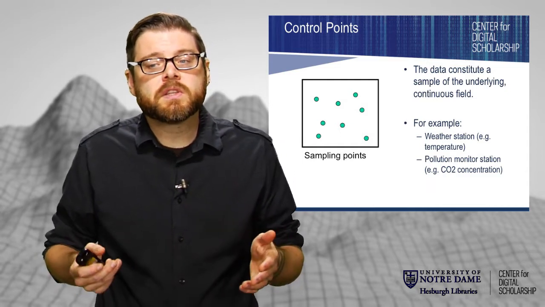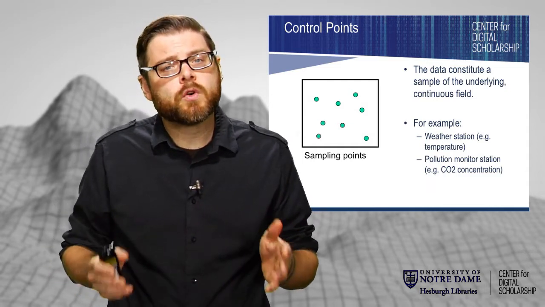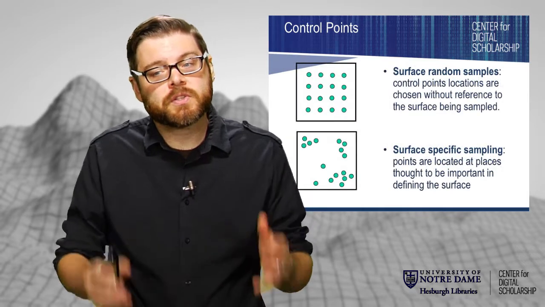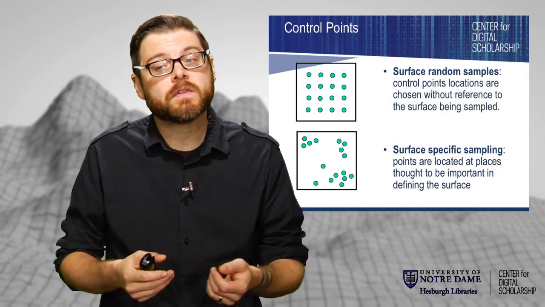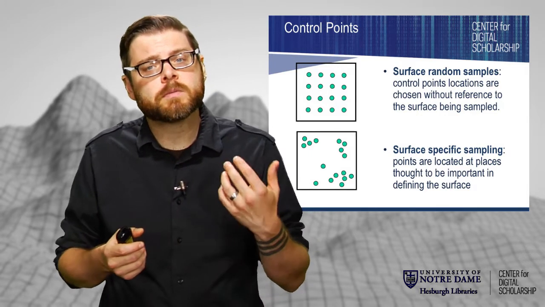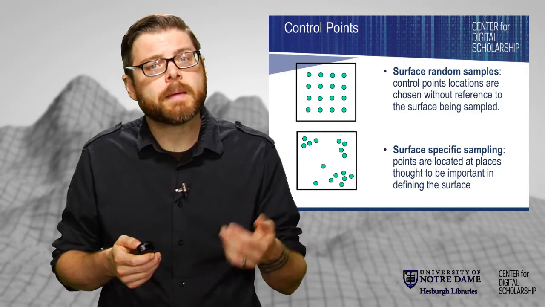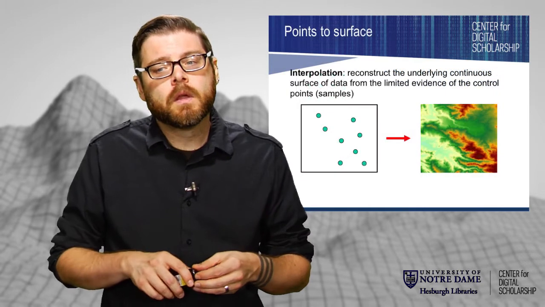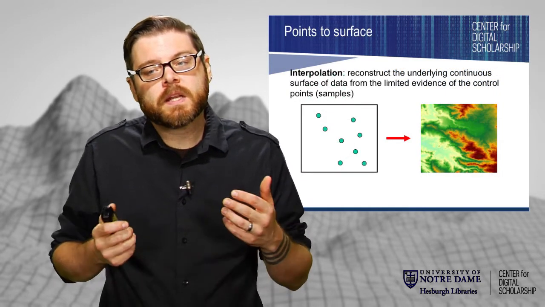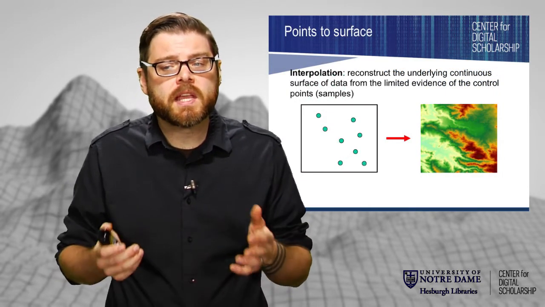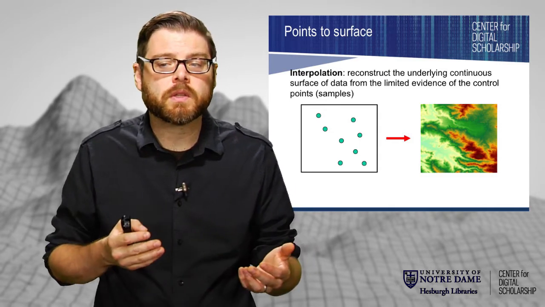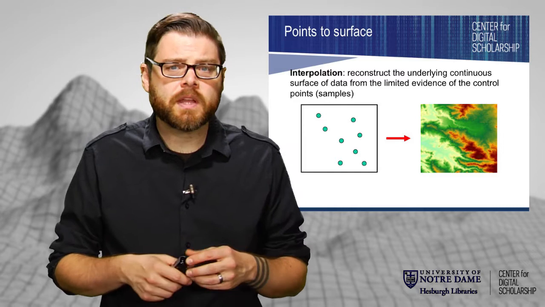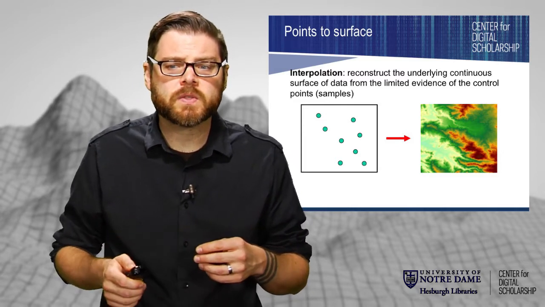So the assumption is that the data that we have, the sampling points, the control points, constitute a good, representative sample of the underlying continuous field, whether that's elevation, pollution, or weather and temperature. And essentially what we end up doing afterwards is taking an algorithm to create the surface in between those points. We'll work with this a little bit in the demonstration for this module as well.